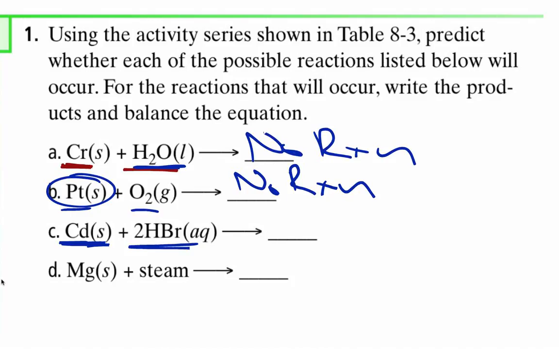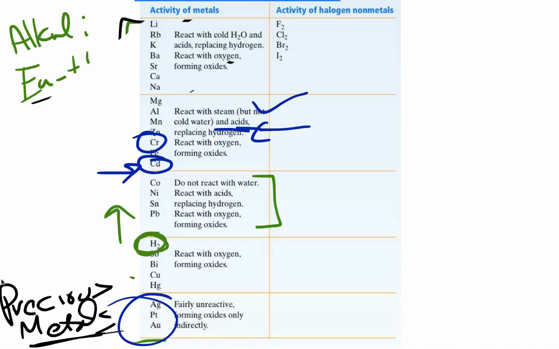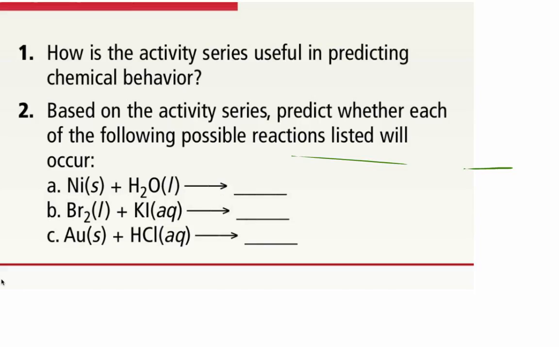Well, we're probably going to form, and this one just wants to know if it's going to react or not. So yes, this is going to react. And this one down here is yes, it's going to react. I know magnesium is an alkali earth metal. That's telling me it's probably a fairly reactive metal. I can check my chart just to make sure, but notice where magnesium is. Alkali earth metal, yeah, it's going to react with steam pretty easily.